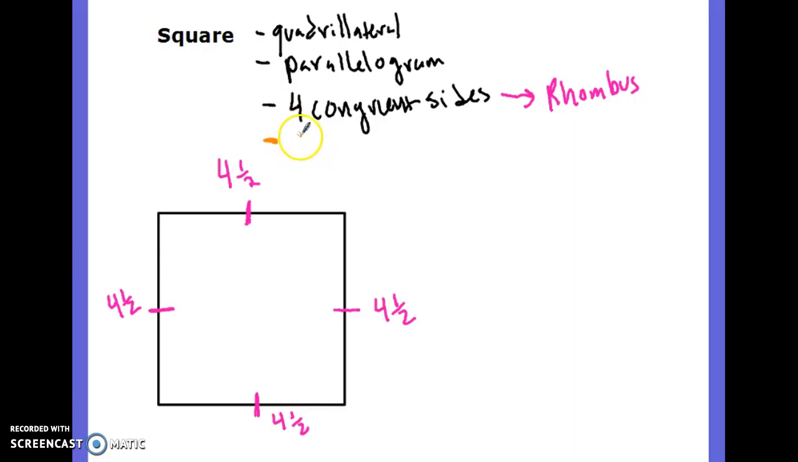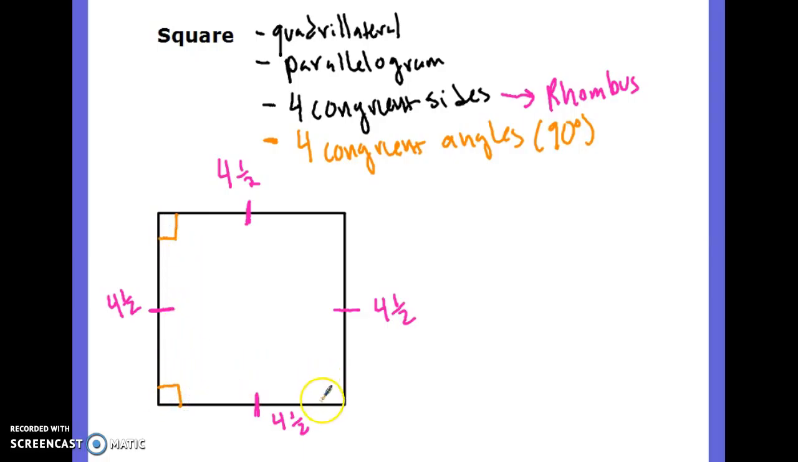The other property of a square is it has 4 congruent angles. And you guys know we mark those with arcs. But since we're talking about a square, what type of angles does a square have? They're all 90 degrees. In fact, I'm going to write that: 4 congruent angles, all 90 degrees, or right angles. And we mark those with a little box.